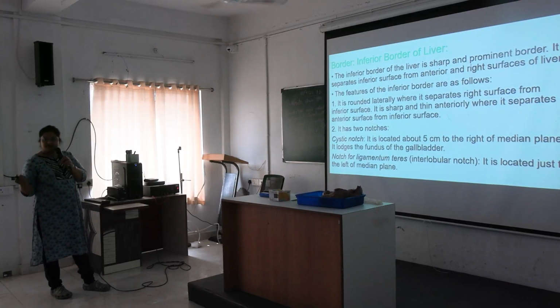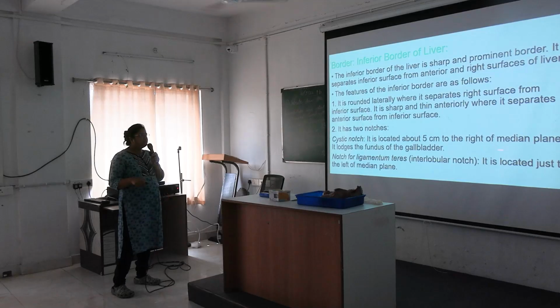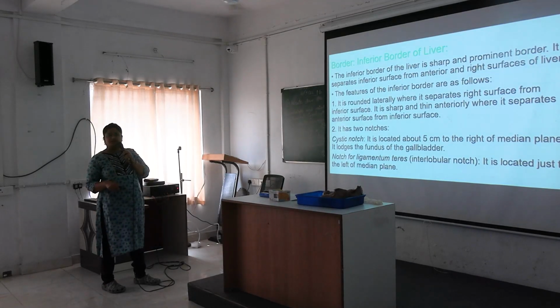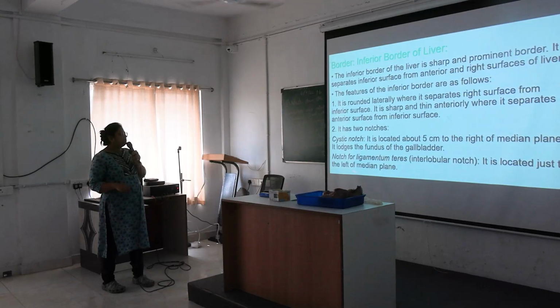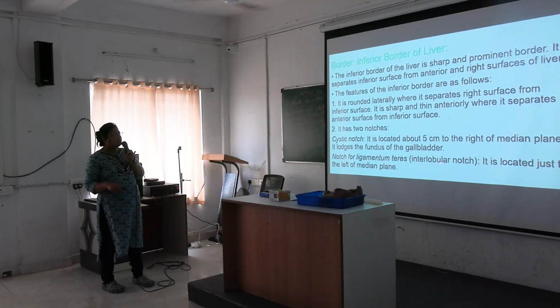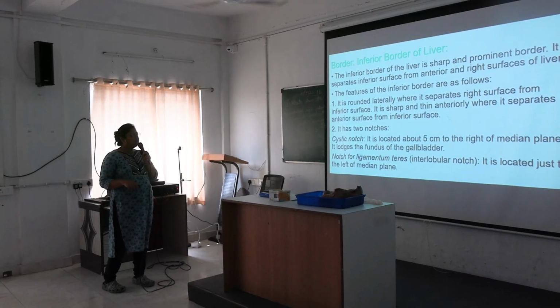It has two notches. One is cystic notch. It is located about 5 cm to the right of the median plane and lodges the fundus of the gallbladder. And notch for ligamentum teres, it is the interlobular notch located just to the left of the median plane.